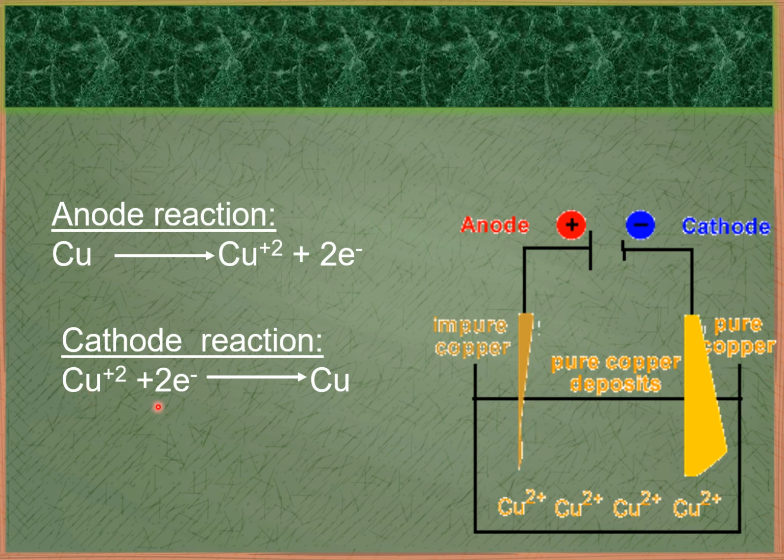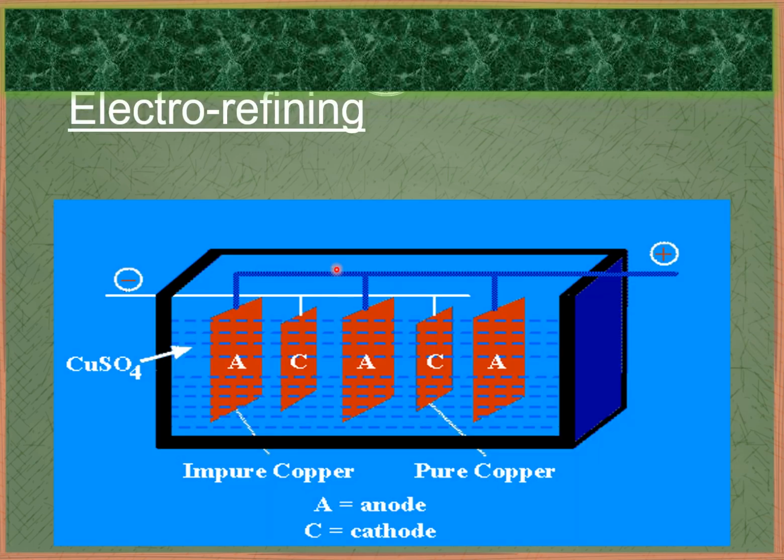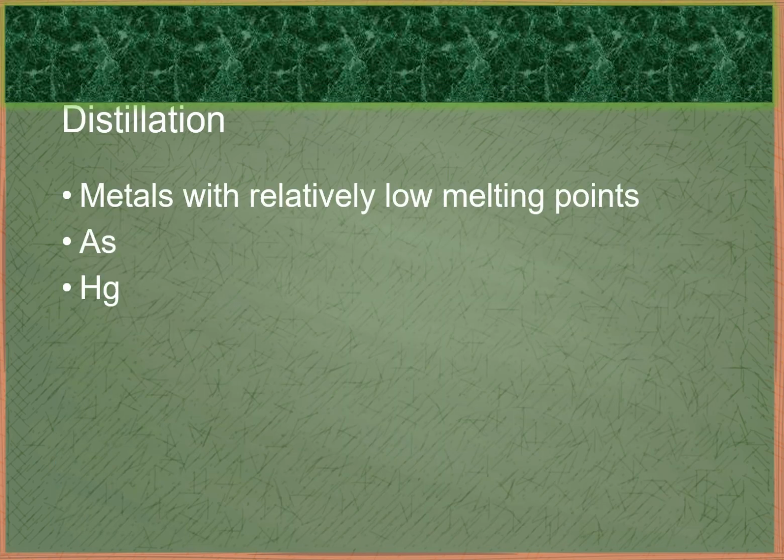Pure copper is deposited on the cathode and impurities settle down at the bottom. In this way, copper is refined by electrolytic method. This is the diagram of the electrolytic refining of copper at the large scale. Distillation. Metals with relatively low melting points such as arsenic and mercury are refined by distillation method.